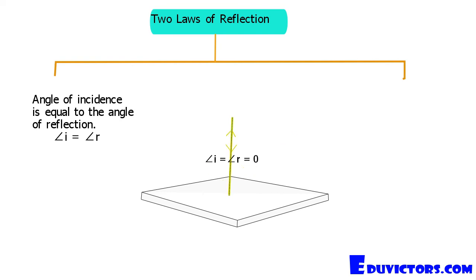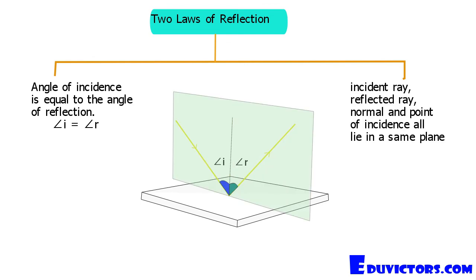For an incident ray normally on a surface, angle I is 0, therefore angle R is 0. Thus the ray of light incident normally on a surface is reflected back along the same path. The incident ray, the reflected ray, and the normal at the point of incidence lie on the same plane.